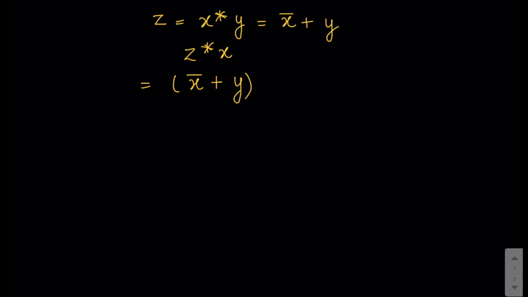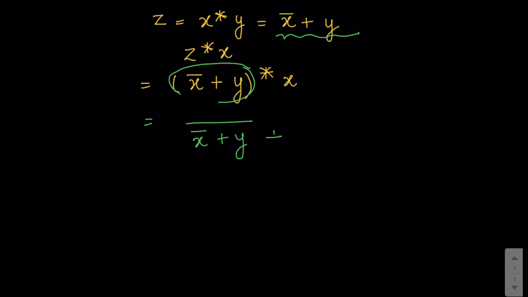So we have z equal to x star with y, which is equal to x bar plus y, and we are supposed to find out z star with x. So we are just going to expand z and write instead of it x bar plus y star with x. Now we know the meaning of this star is the complement of the first variable plus the second. So we are going to take that my first variable is now actually this entire thing. So I'll say that this is equal to x bar plus y whole bar plus x.